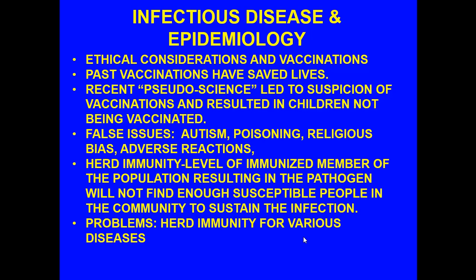Now, herd immunity. You probably heard a lot about that, but let's just give it to you straight. This is the level of immunized members of a population which results in the pathogen not having enough susceptible people in the community to sustain the infection. Usually, herd immunity has to be up in the 75, 85, 90 percentile of the population.